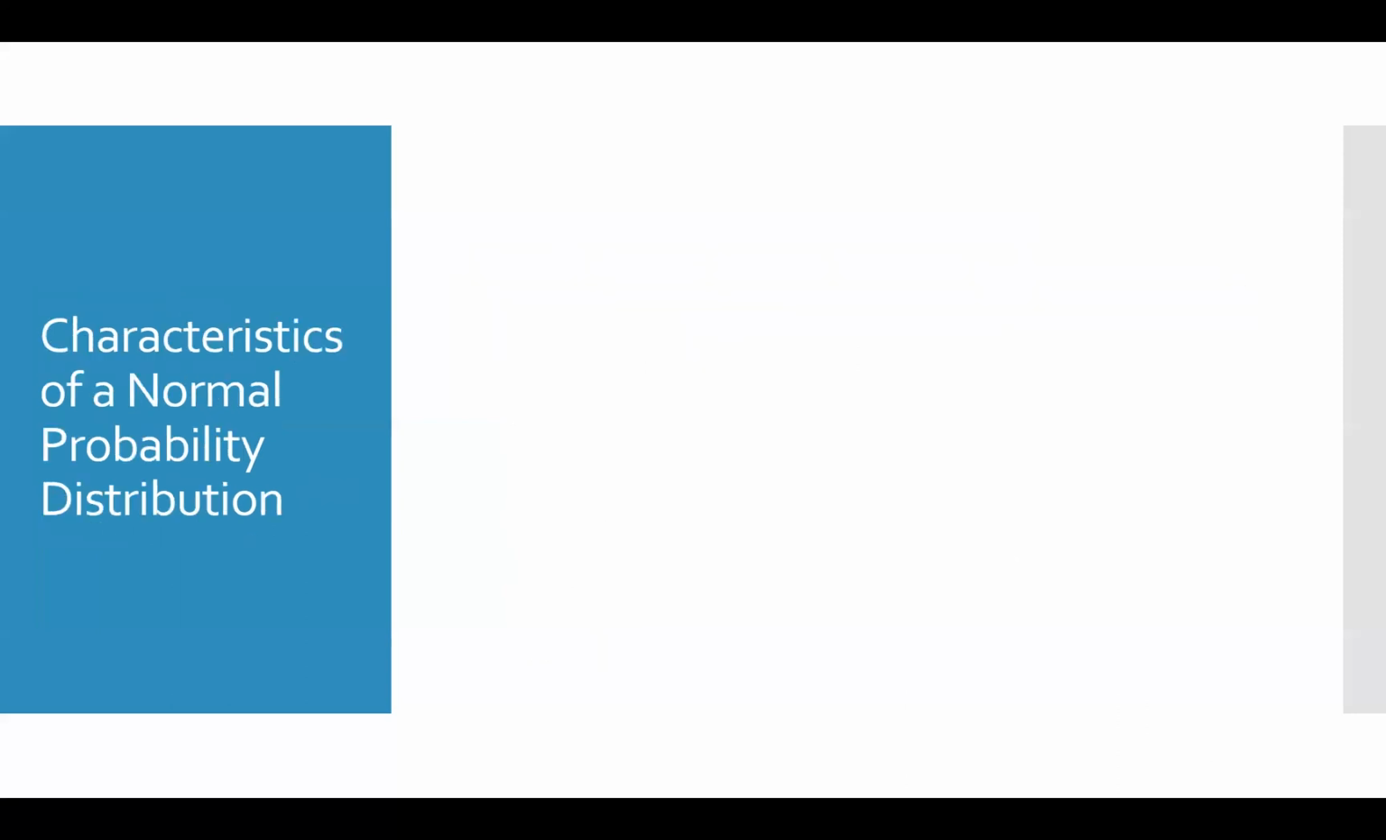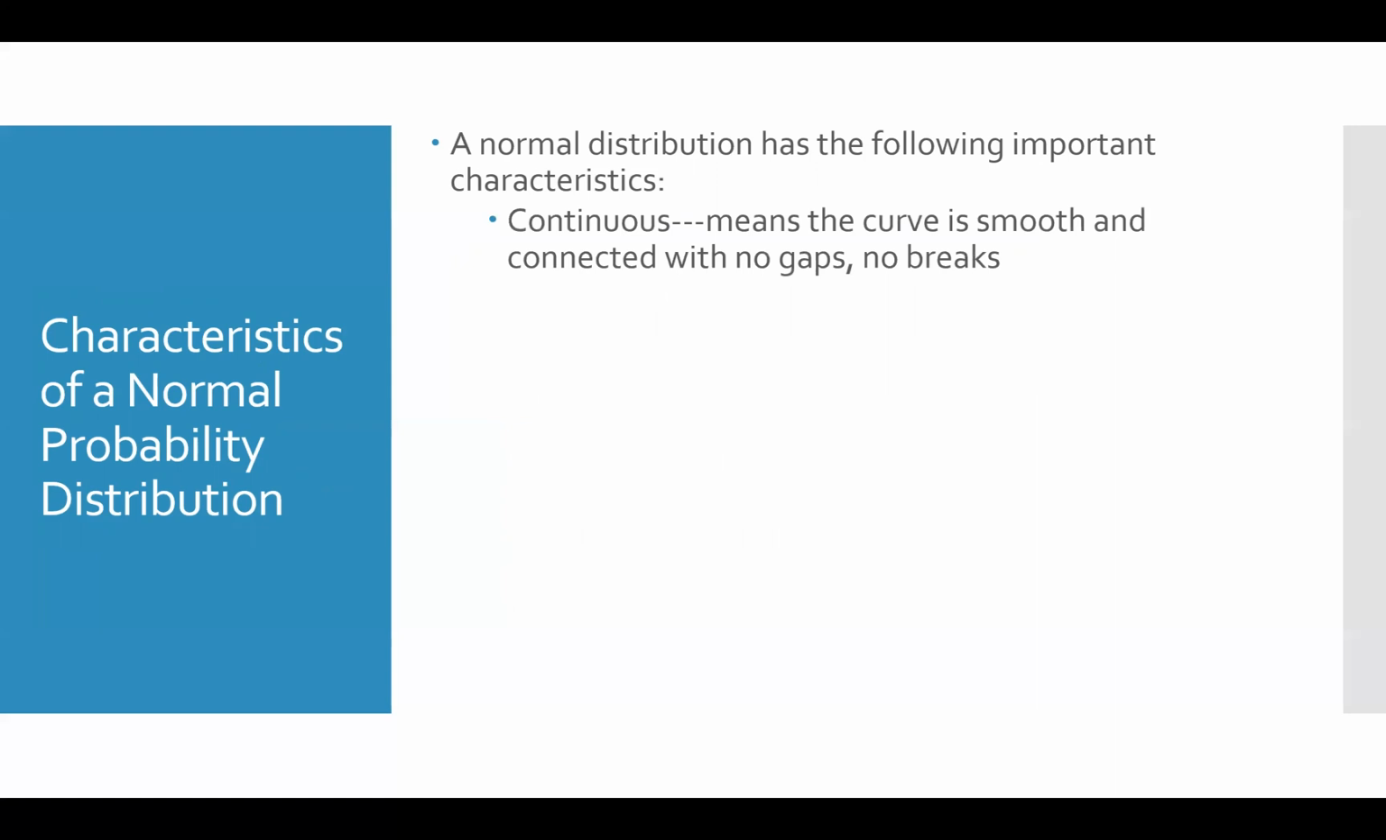So the normal distribution is the new one that we're going to consider. It is a continuous probability distribution, meaning that the curve is smooth, it is connected with no gaps. It also means that our distribution can run from negative infinity all the way up to positive infinity. Technically, theoretically, it could go on forever and ever in both directions, whether it's negative or positive.